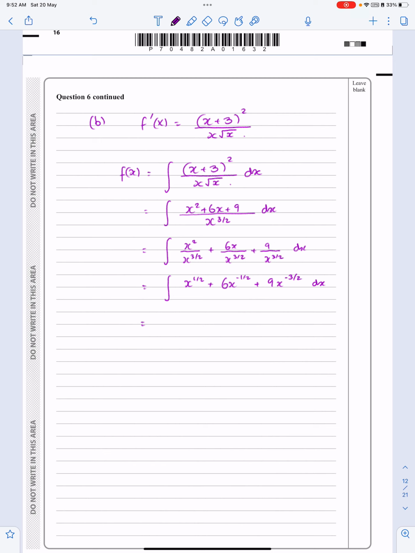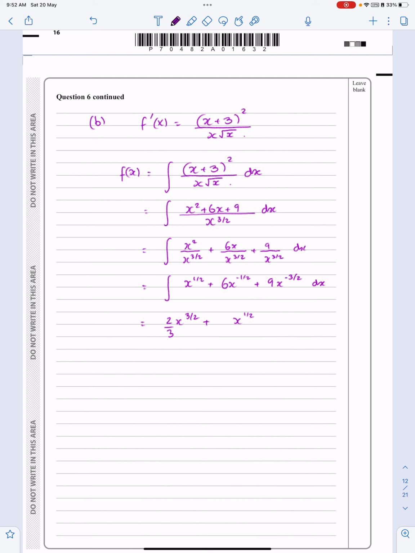Integrating, I'm going to integrate now, so if I'm integrating, add 1 onto the power, so if I add 1 onto the power, I get x to the 3 over 2. You can do dividing by 3 over 2 if you want to do it quickly and say timesing 2/3. That's the same thing. Add 1 onto the power, gives me x to the half.